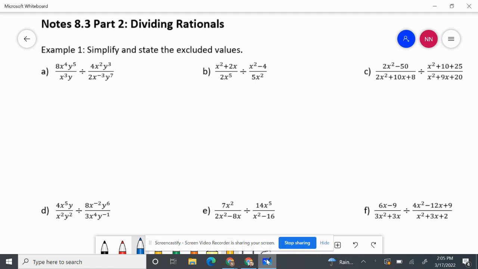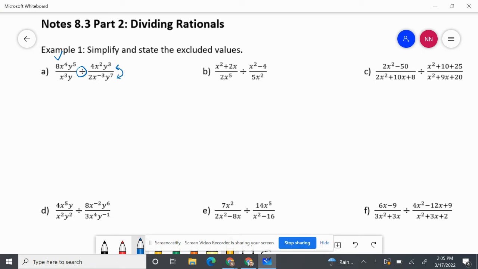What we're going to be doing is looking at dividing rationals again. These ones are not factored for us. So if we're looking at the first one, remember whenever we're dividing, we keep the first fraction, we change the division to multiplication, and we flip the second fraction.